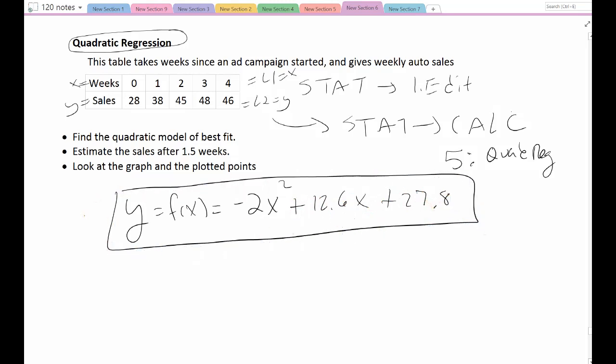All right, and so there's the equation that best fits this information. Again, it's a pretty good fit because the R came out almost 1. All right, so once we find it, then we use it.